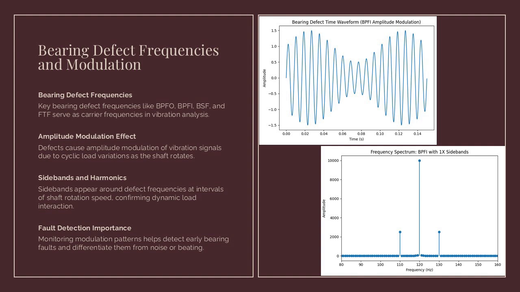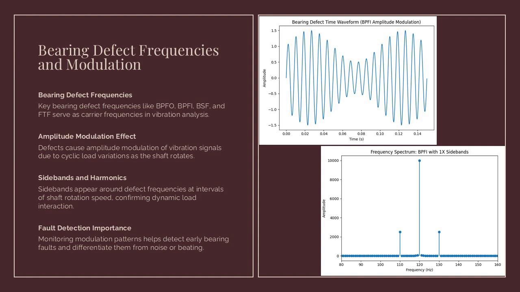Modulation occurs because the defect moves in and out of the load zone as the shaft rotates, causing the impact severity to vary cyclically. This variation produces sidebands around the defect frequency at intervals equal to the shaft rotation speed, 1 order. For instance, an inner race defect will generate a strong BPFI peak accompanied by sidebands spaced at 1 order. These sidebands may also appear around harmonics of the defect frequency, indicating repetitive modulation.